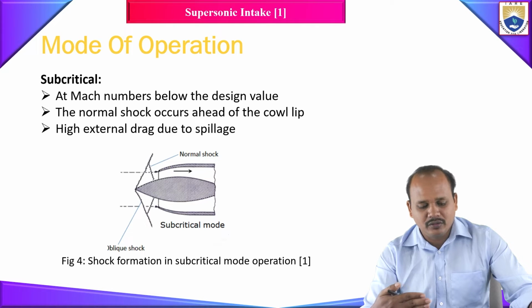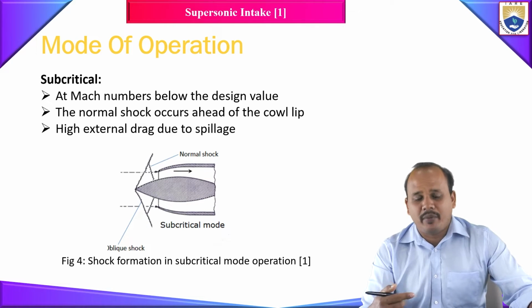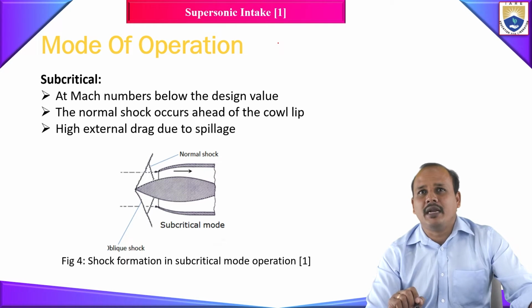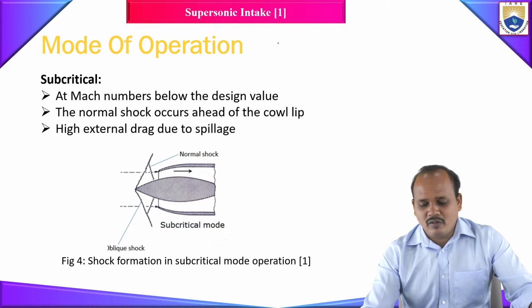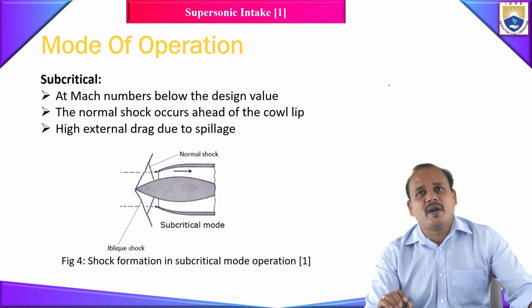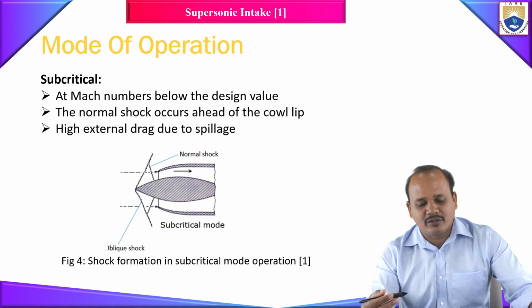That is what we are going to see in the modes of operation of supersonic intake. This is only applicable for supersonic intake. There are three modes of operation: subcritical, critical, and supercritical. The subcritical operation mode of supersonic intake happens if the flight Mach number is less than the design value.